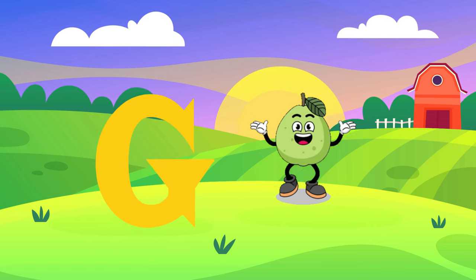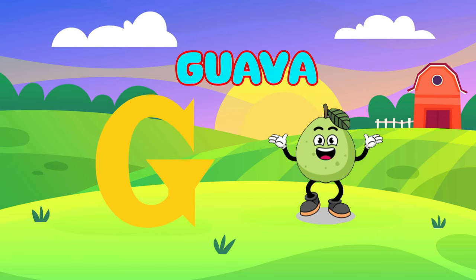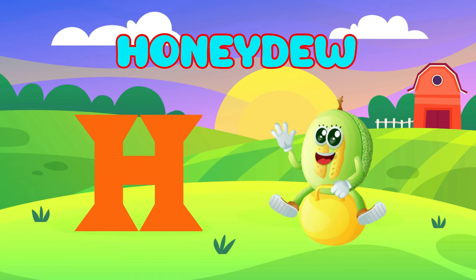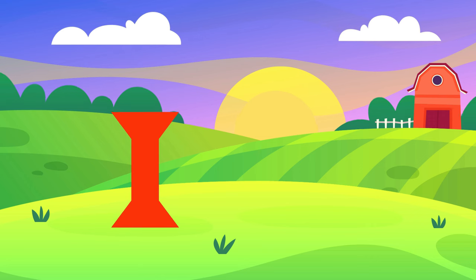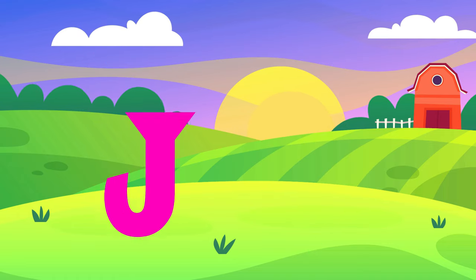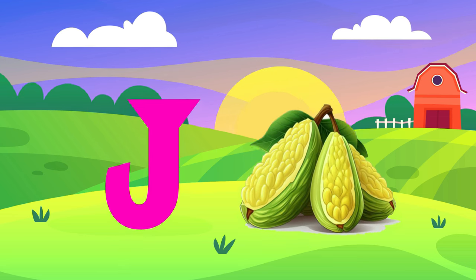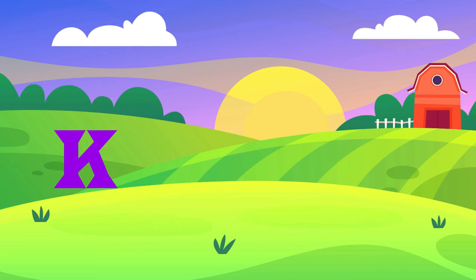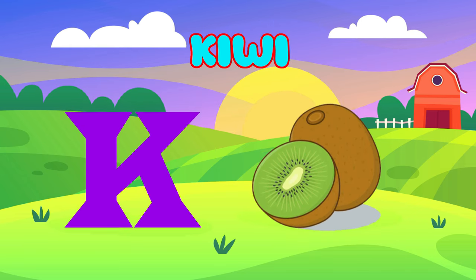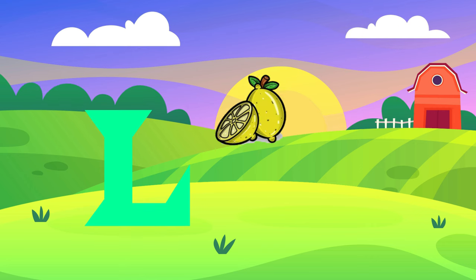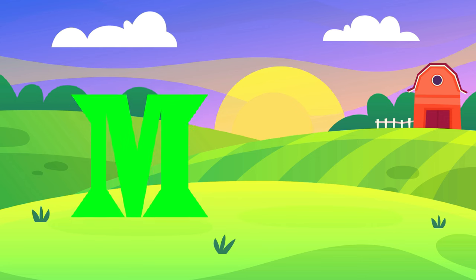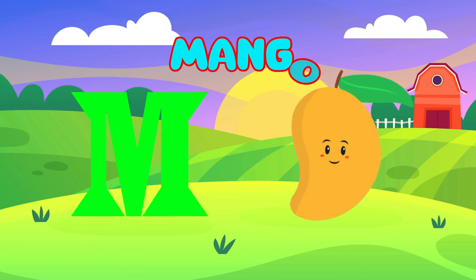G for guava. H for honeydew. I for Illawarra plum. J for jackfruit. K for kiwi. L for lemon. M for mango.